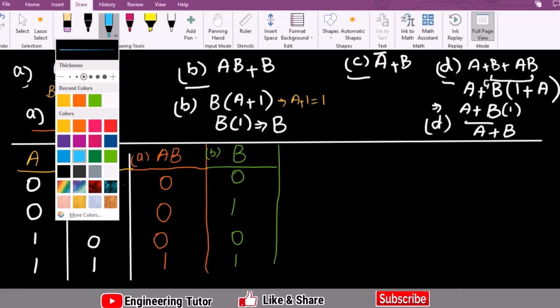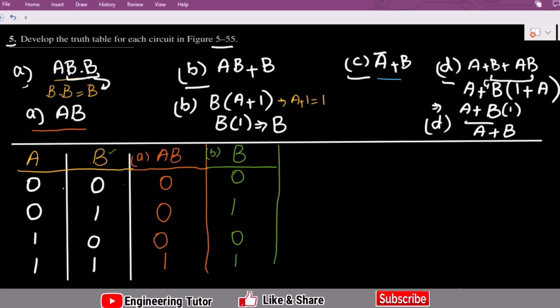So for part C we have A complement plus B. This is for part C, and let me draw it like this. Let me write it. So 0 complement here will be 1. 1 plus 0 is 1, so it will be 1.